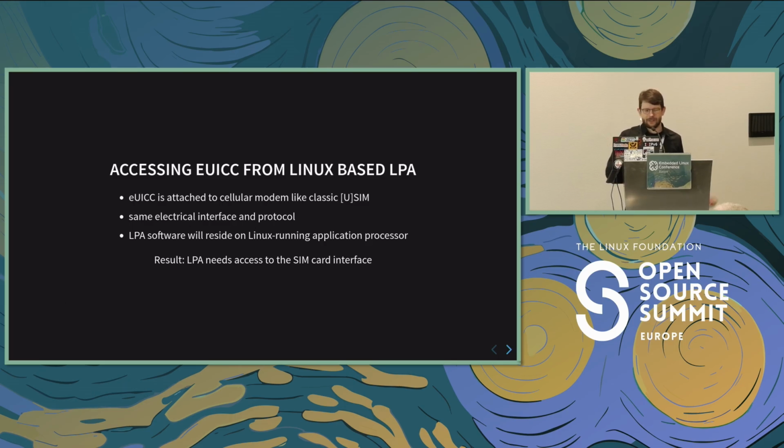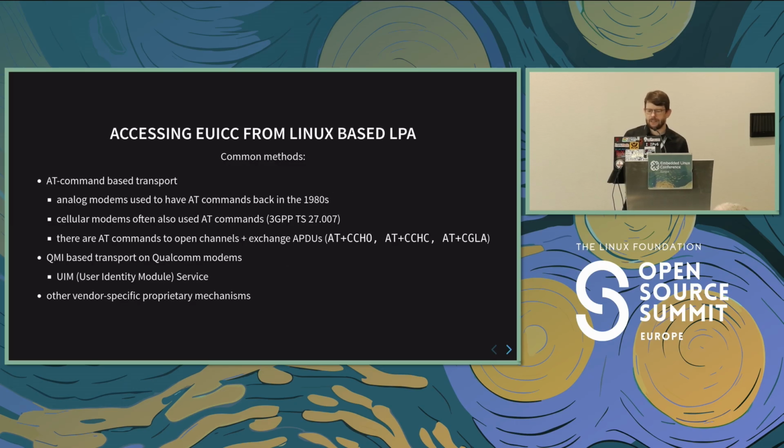But now we have the question: we have a cellular modem, and the eUICC is attached to the cellular modem. How can we reach that from our LPAe software so that those two can talk to each other? There are basically 2 major models for how you do that. On the one hand, there is AT command-based transport. As anyone who has worked with cellular modems will know, that's sort of the legacy that goes back to the Hayes modems of the 1980s, and other analog modems, of course, at the time. And there's a 3GPP specification called TS 27.007 that specifies the AT command set of cellular modems. Often vendors have proprietary extensions, but that's the basis.